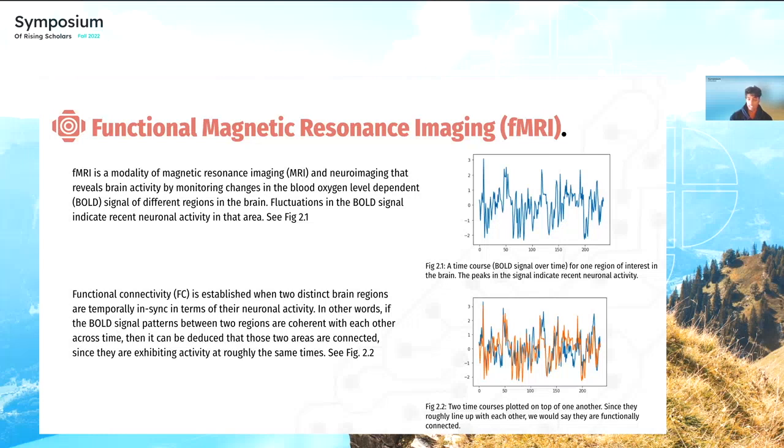And the image below that shows two time courses plotted on top of each other. You can see that the peaks and the dips roughly line up. So we'd say that these two regions are connected through time because their BOLD time courses are temporally coherent. They're activating and not activating at roughly the same time. So we can infer that there's some correlation between those two regions.